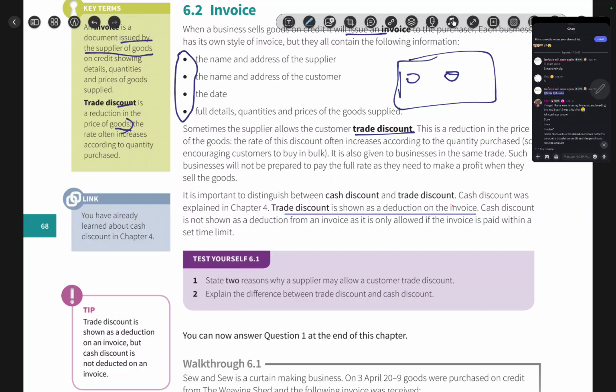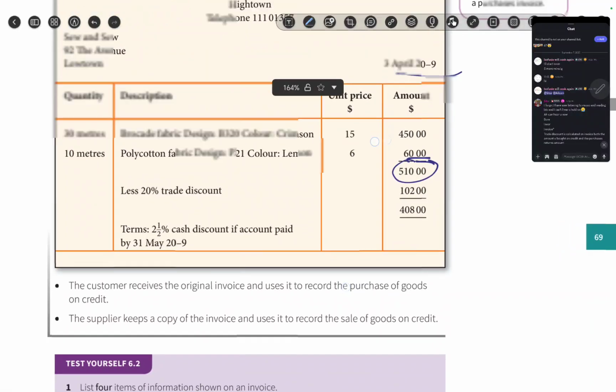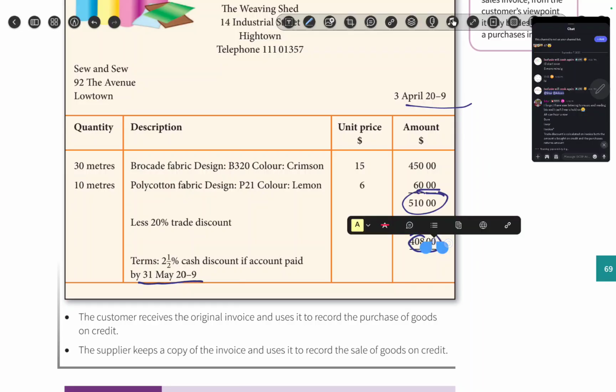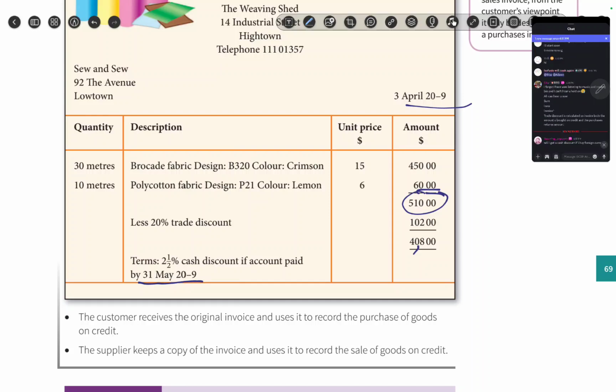Okay, cash discount is not shown as a deduction on the invoice. It's only a statement over here. You see terms, 2.5% cash discount if the account is paid by 31st May. So right now they're not deducting this amount. The total amount the person owes us is 40,800. Yeah. Why did they write it like that? It's 40,800 or 408.00. I'm crazy. It's supposed to be this probably.